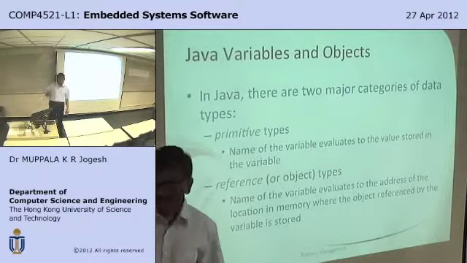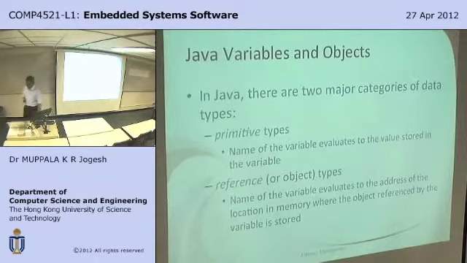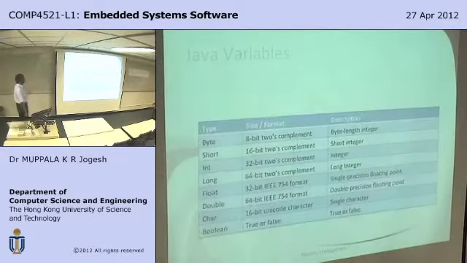You have a certain reason why you create those objects. So they are more complex, and the way you access them is through references. Yeah. You have a reference, and then from that you are able to access the individual components of the object.